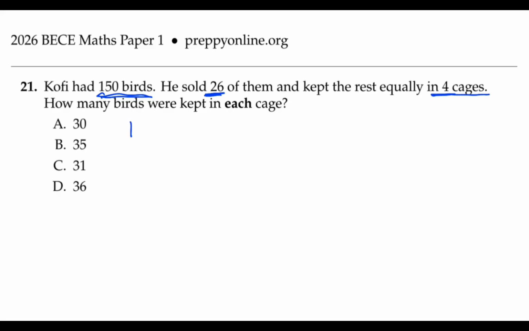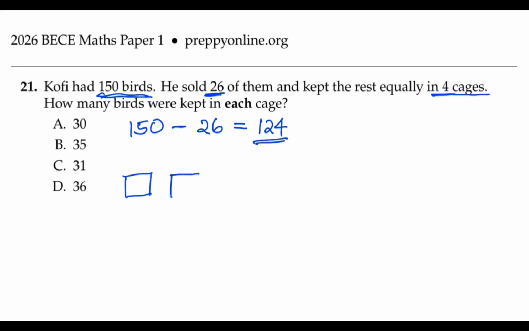So let's start with the 150 we are given. He sold 26 of them. So after selling the 26 birds, how many birds did Kofi have left? We have to subtract the 26 from the 150. When we do that, we get 124. So it was these 124 birds that Kofi kept in 4 cages.